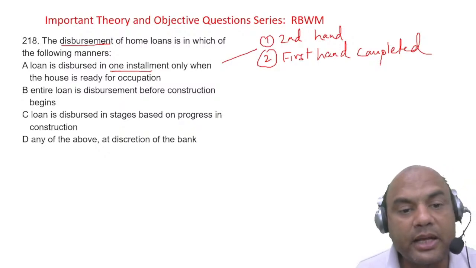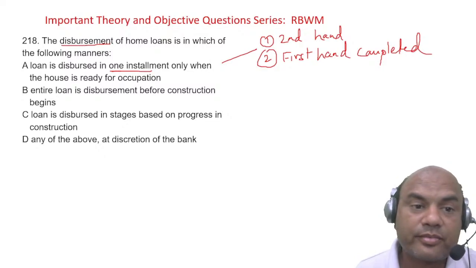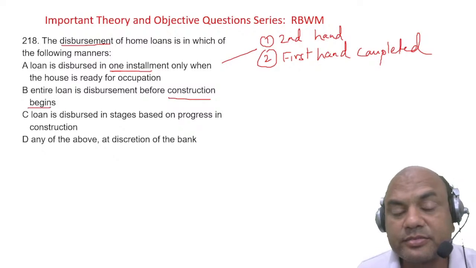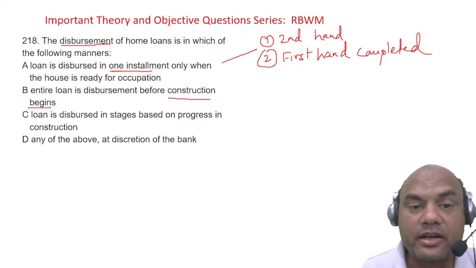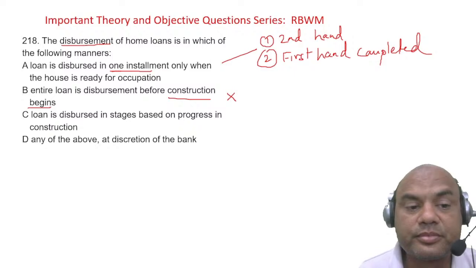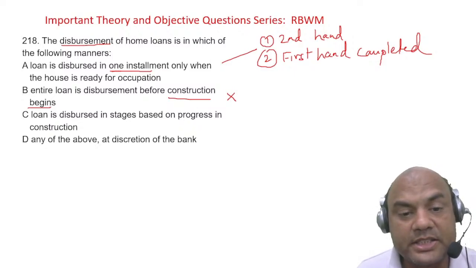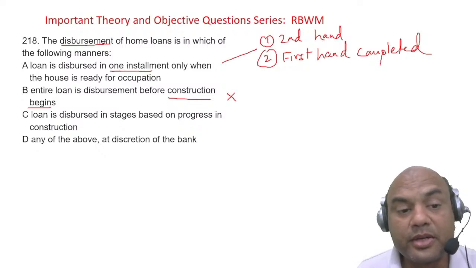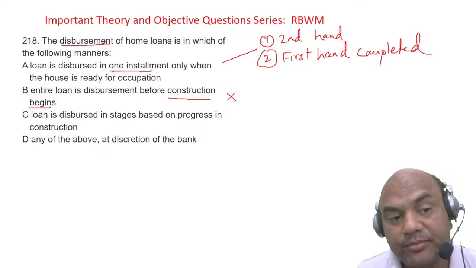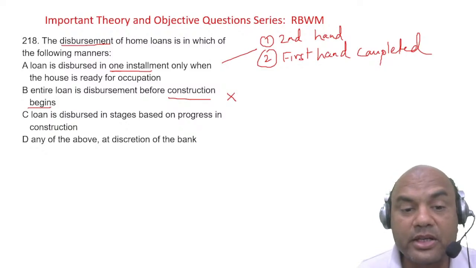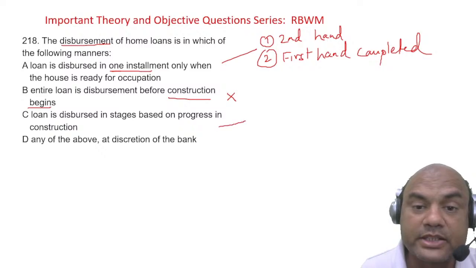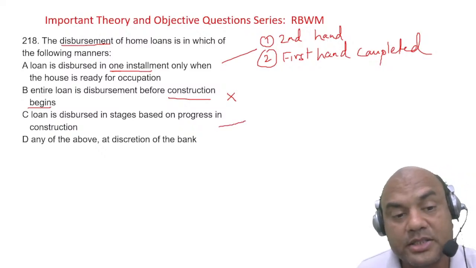Second, entire loan is disbursed before construction begins. Have you seen anything like this? No, this is not the answer, right? So this is out. Loan is disbursed in stages based on the progress in construction. Based on these stages of construction. So that is also true. This is for the first-hand flat which is under construction.